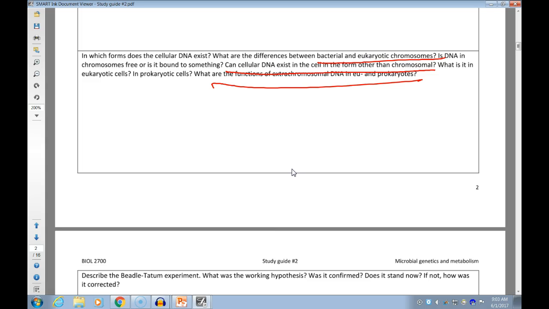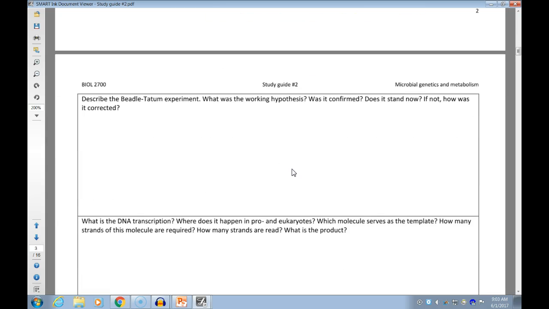Okay. Beadle-Tatum experiment. The working hypothesis is that one gene encodes one enzyme. What they did, they disrupted three different genes for three different enzymes in the pathway, and demonstrated that, in fact, yes, each disruption of a given gene disrupted only one enzyme in the pathway, not everything, but just one. Does that make sense? Was the hypothesis confirmed initially? Yes. Is that modified now? Yes.